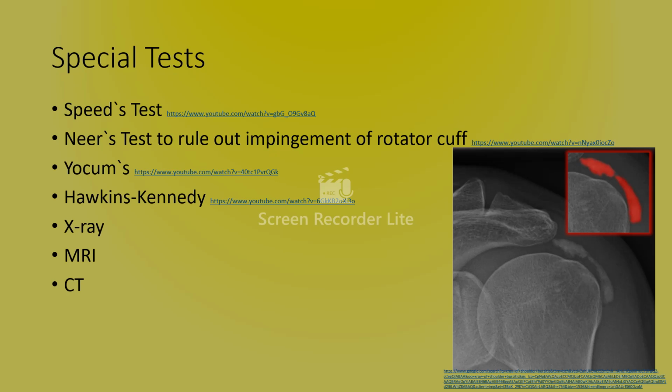Yocum's, you'll place the patient's affected hand on their other shoulder. You will lift their elbow. Pain is positive. For Hawkins-Kennedy's, sitting, our hand goes on a flexed elbow.